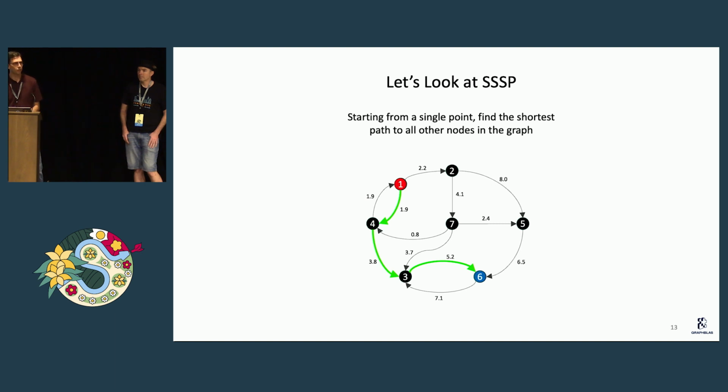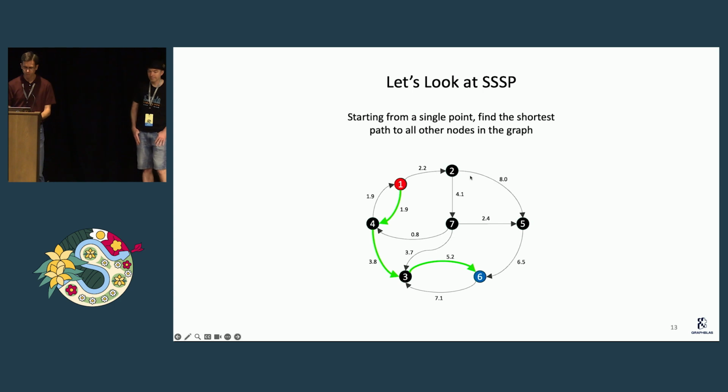So first, let's look at single source shortest path. If you aren't familiar, you start with one node, and then we're trying to get to every other node and see which is the shortest path. There are several paths you could take to get from 1 to 6. You could go along here. You could go through 7. But the shortest path is through 4, 3, and 6.